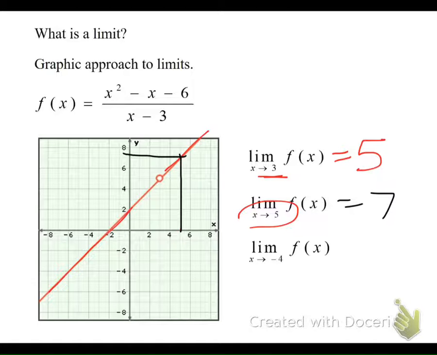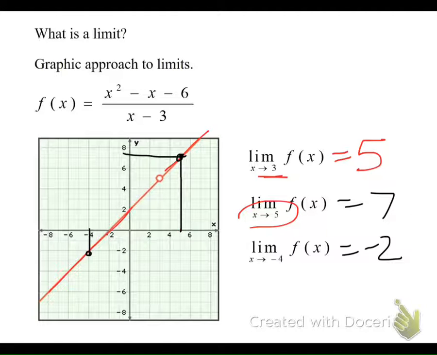So notice that the answer to a limit question can be a hole in the graph and it can be a solid point in the graph. Either way, because a limit is the height the graph approaches, regardless of whether or not it actually reaches that height. At -4, the limit as x approaches -4 would be the height at -4, which is -2.